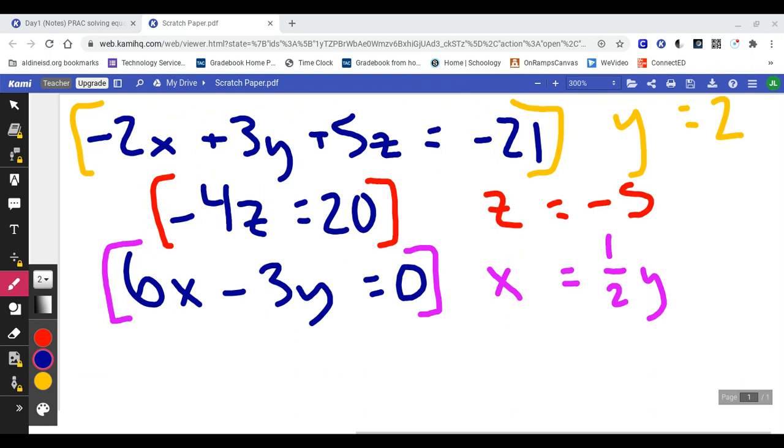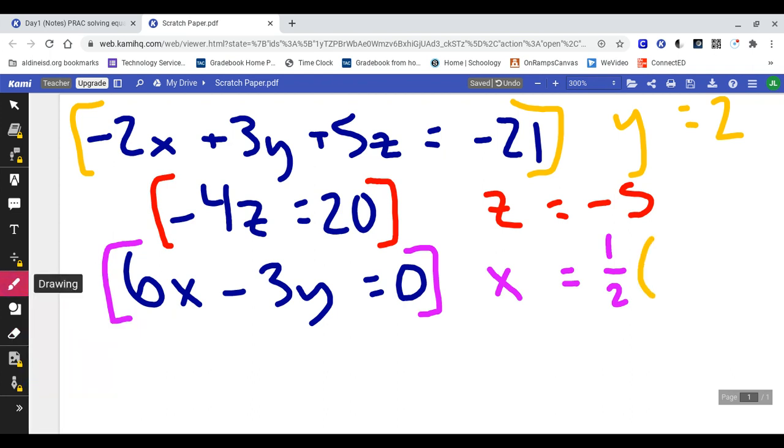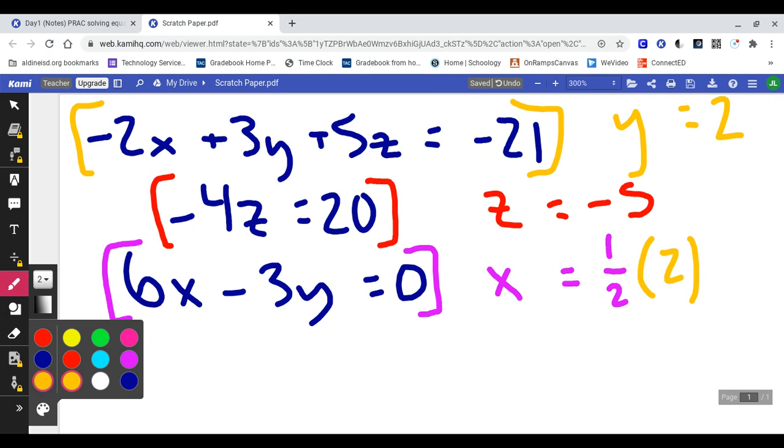So when we go back to what we started with, we now have a solution for y. We have a solution for z. The only thing we don't have a number for is x. But since I now have a solution for y, I can substitute in and get my final answer. So I'm going to change this y into 2. And then when I simplify 1/2 times 2, it's going to tell me that x equals 1.